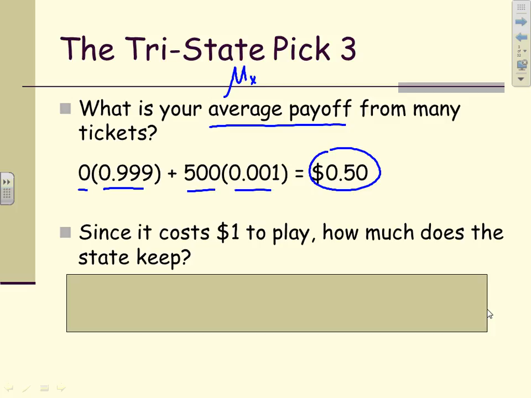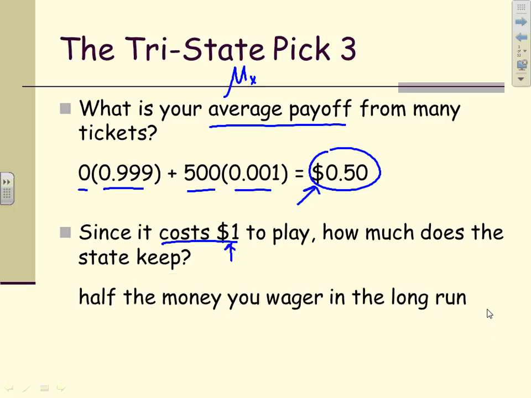Now, if you think about that, if it costs $1 to play, well, on each play, on average, how much is the state keeping? Well, if you win on average 50 cents, and you're spending $1, well, that means that the state is going to keep half of your money in the long run. Now, if you put this into the context of, say, a Mega Millions or a Powerball, the state is actually keeping a lot more than half of what you pay. But that's for another time to take a look at.